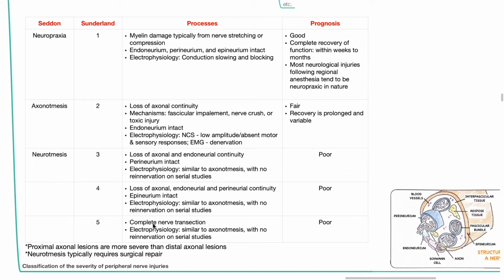re-innervation on serial studies. For Sunderland 5, there is complete nerve transection. Electrophysiology is similar to axonotmesis, with no re-innervation on serial studies. For neurotmesis, the prognosis is poor.